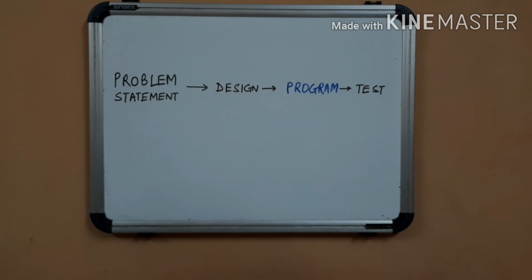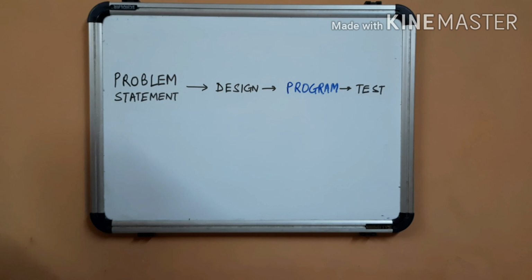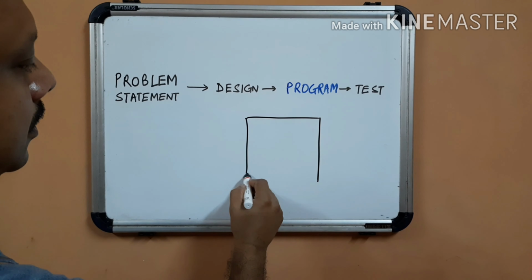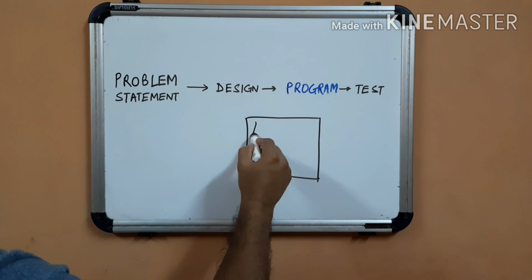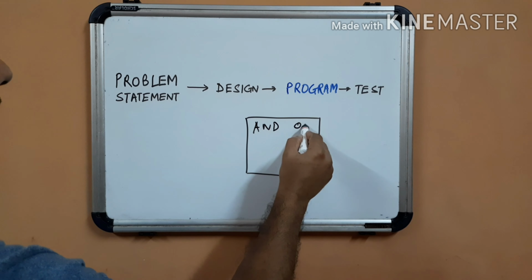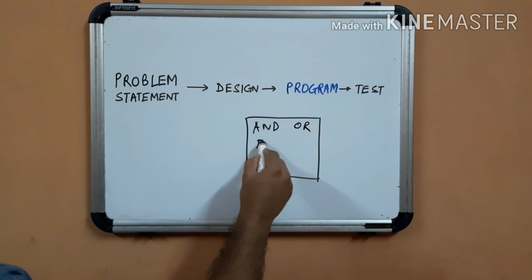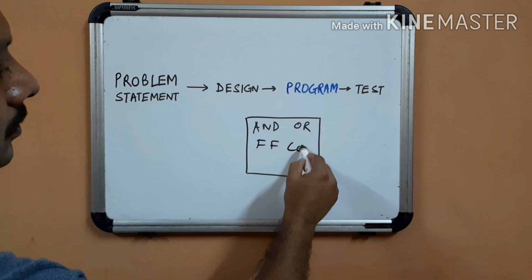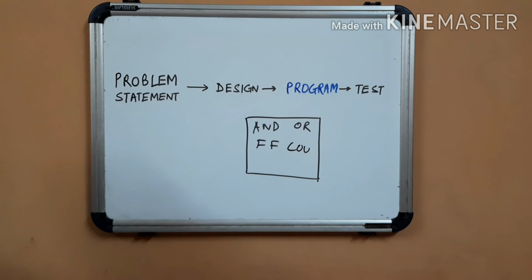Now let us change the scenario. Where there were a few ICs which we assembled, now we have a box. This box contains AND gates, OR gates, flip-flops, and maybe some counters. So this box is physically an IC, but this time there's a change. We can now program it or burn it.